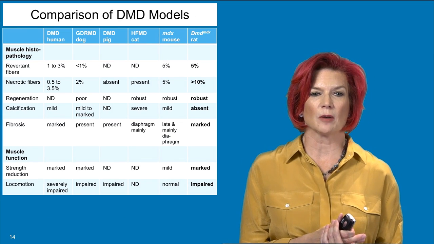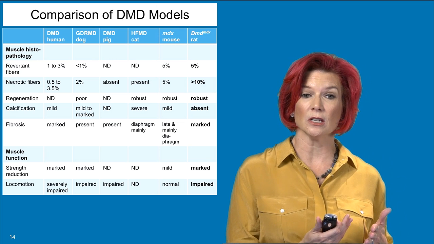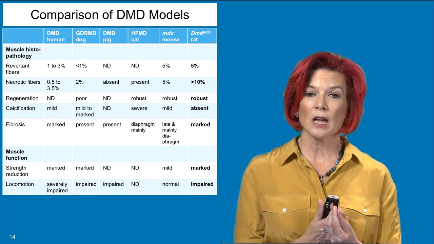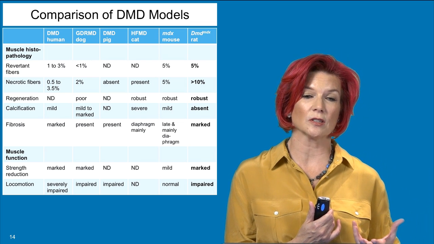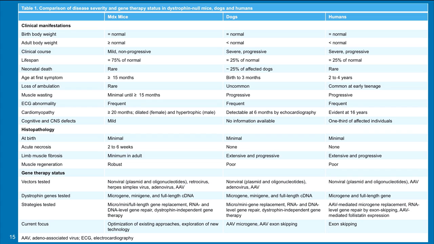So in this particular table, we're showing you a comparison of the human, the most commonly used dog, the GRMD, the DMD pig, the feline model, the MDX mouse, which is the most commonly used mouse model, and the newly generated rat model of Duchenne muscular dystrophy. And so this table takes you through some of the common characteristics and shows you how those animal models compare back to the human form of disease. This is a more extensive listing of some of the clinical manifestations, histopathology, and a lot of the gene therapy strategies that have been used for the MDX mouse, the dog model, as well as the human model. And so take a moment to look at these various characteristics and see how these two different animal models compare to humans.